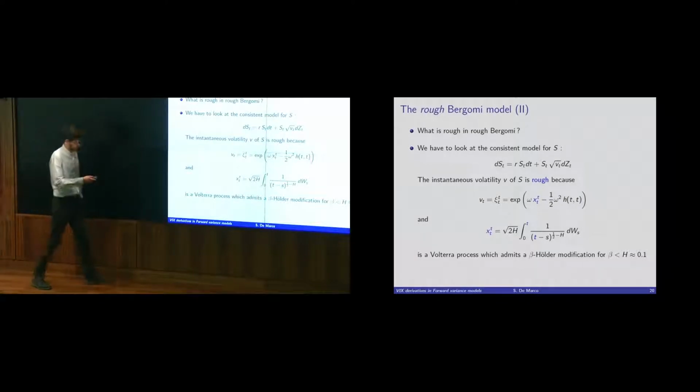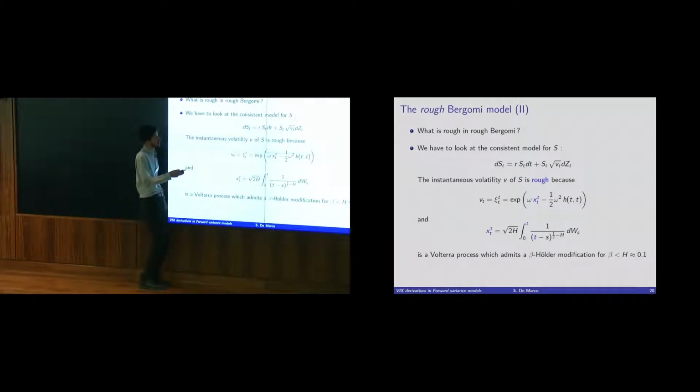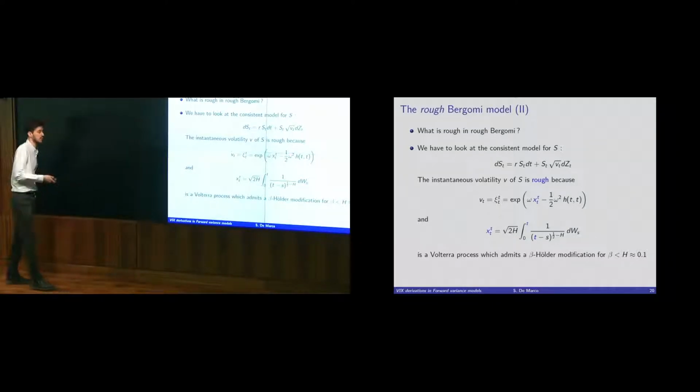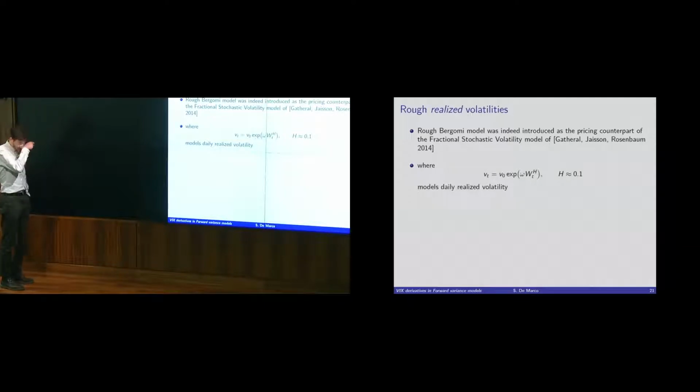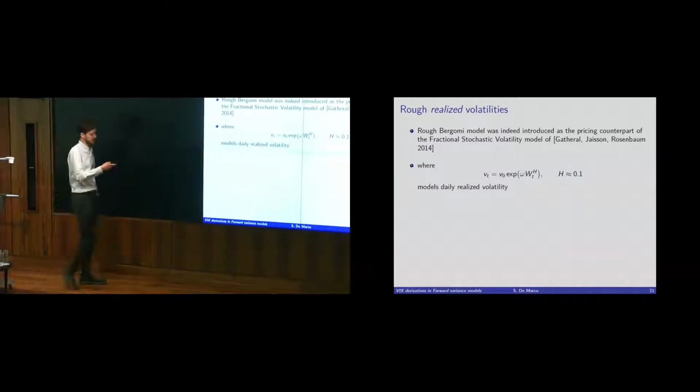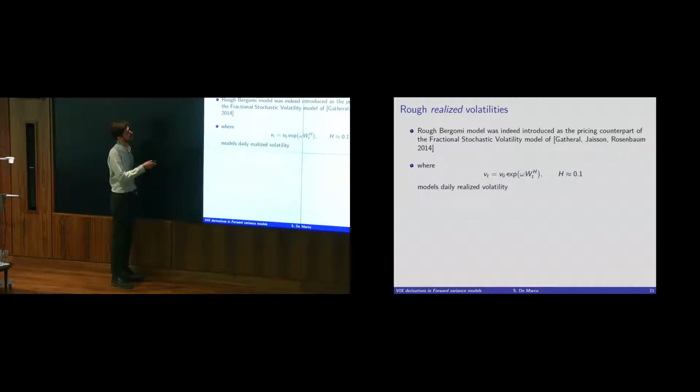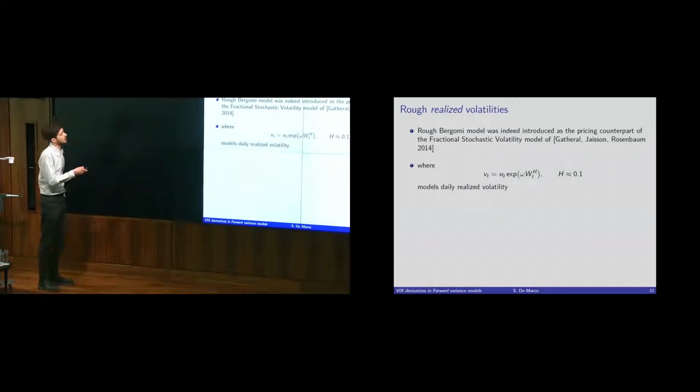So we are using a stochastic volatility model as a pricing model where this instantaneous variance has path regularity that is much weaker than usual models based on Brownian diffusion, okay? So why that? By the way, you might ask, okay, well, pricing model with irregular trajectories, why? Because this comes as a counterpart, as a pricing counterpart of a model that has received a lot of attention in the last years. That is the fractional stochastic volatility model of Gatheral, Jaisson, and Rosenbaum, who used it as a model for the realized daily volatility of an asset, right?